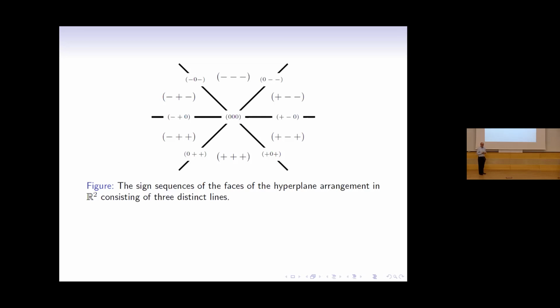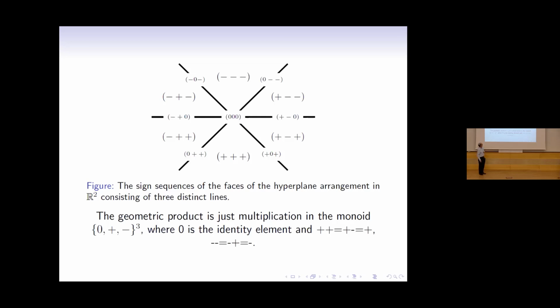Okay, so now I've labeled all of it. I have 13 labeled signs. And what one notices is that the geometric product I gave before is now multiplying in a certain 3-element monoid, generalizing the 2-element Boolean monoid 0 and 1, in which 0 is the identity element and plus and minus absorb on the left. So plus times plus is plus, plus times minus is plus, and minus minus is minus, minus plus is minus. So these are left zeros.